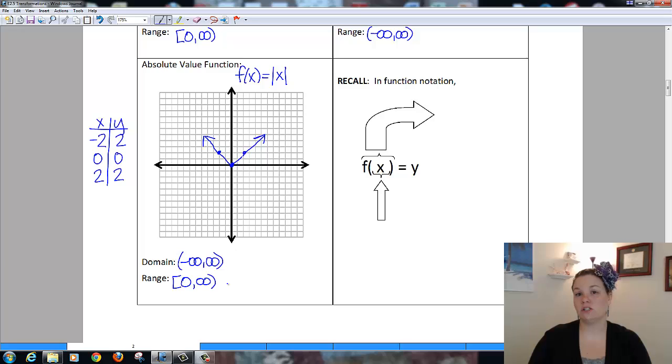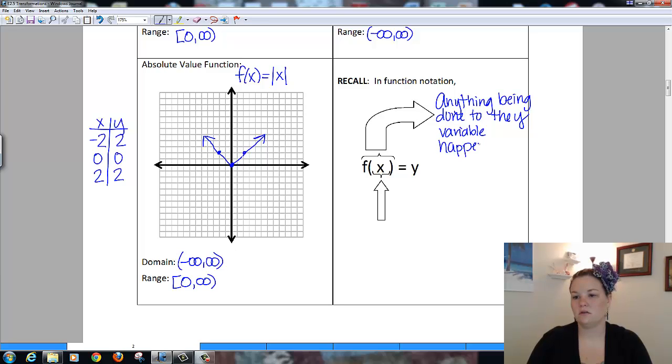When it's written in function notation, remember f of x is equal to y. It's the same as our output. So that means anything being done to the y variable happens outside the parentheses.